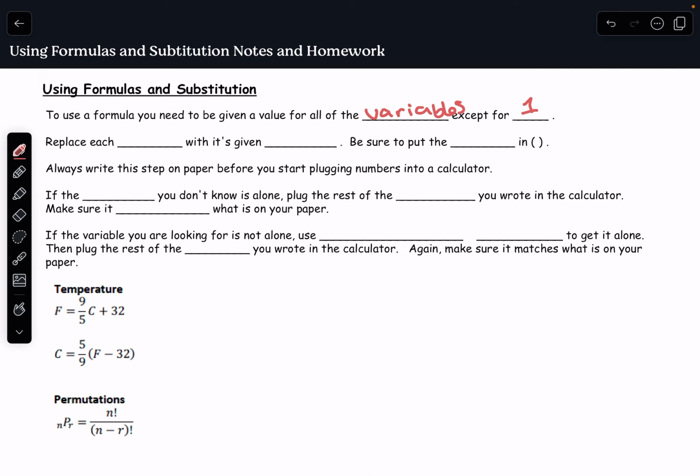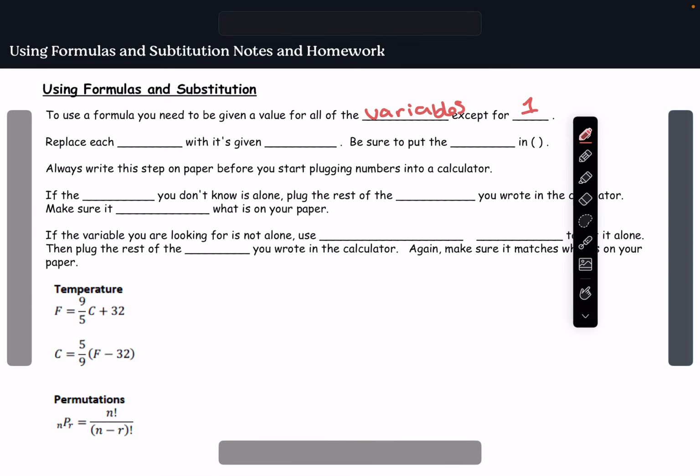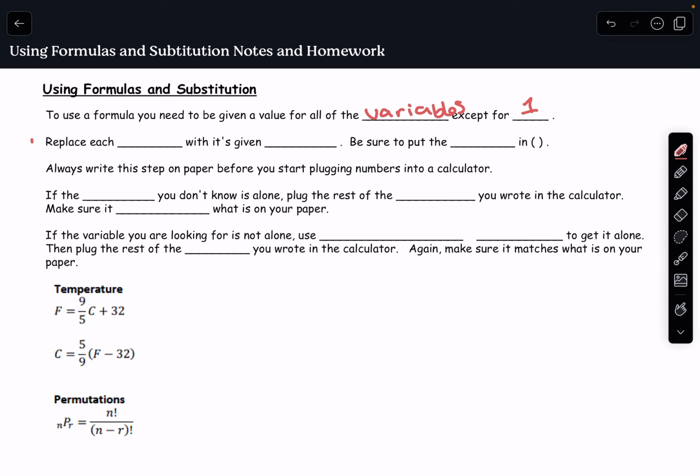So the steps that you go through, we can call these our steps. First thing you do is you replace each variable with its given value. So if P is 7, you replace P with 7. If W is 89, you replace W with 89. The thing that you need to be careful about is that when you replace that variable, you put the value in a parenthesis, okay? So make sure that you put the value in a parenthesis. We're going to do some examples in a minute.